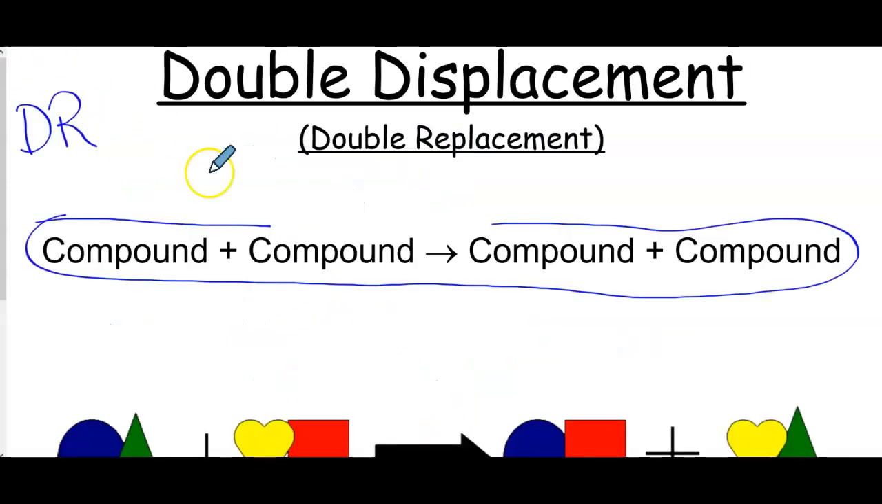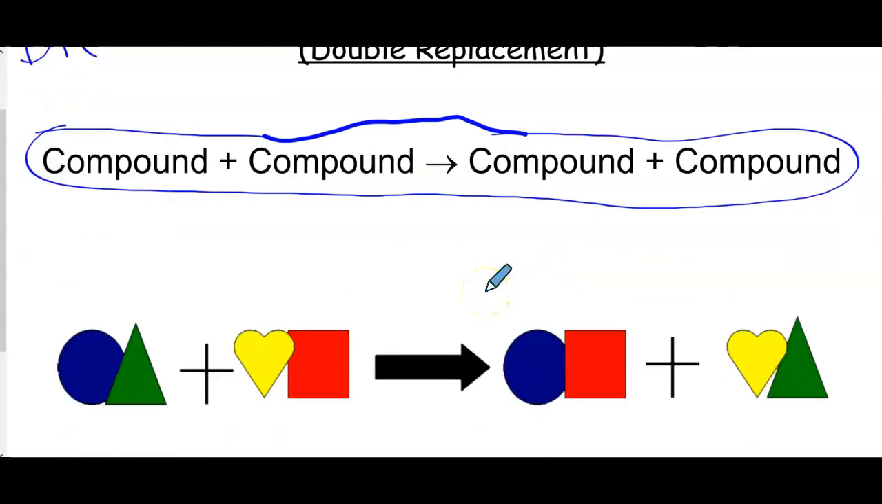Double replacement is our next one. Notice there's going to be compounds on both sides: compound plus compound going to compound plus compound. I like to say this is a do-si-do. So if you notice here, we have circle and triangle and heart and square, and then the backs switch places. So triangle and square traded partners, they do-si-doed. That's called a double replacement.